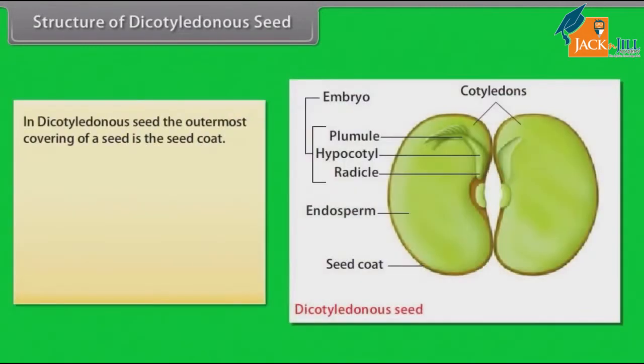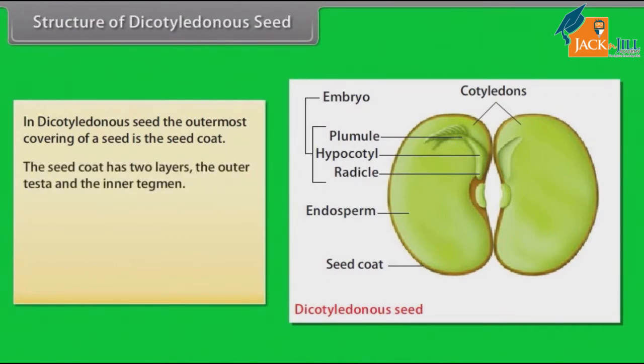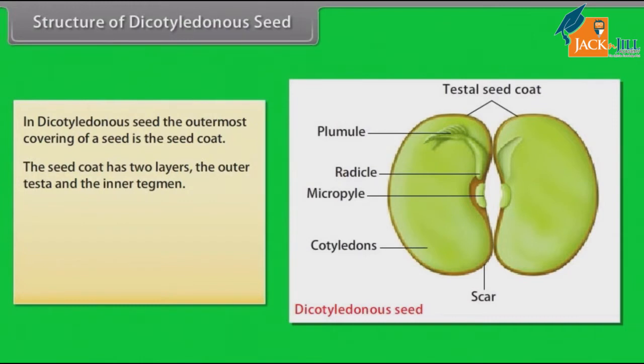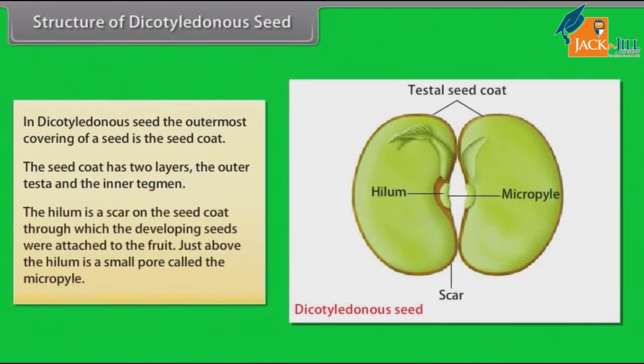Structure of dicotyledonous seed. In dicotyledonous seed, the outermost covering of a seed is the seed coat. The seed coat has two layers: the outer testa and the inner tegmen. The hilum is a scar on the seed coat through which the developing seeds were attached to the fruit. Just above the hilum is a small pore called micropyle.